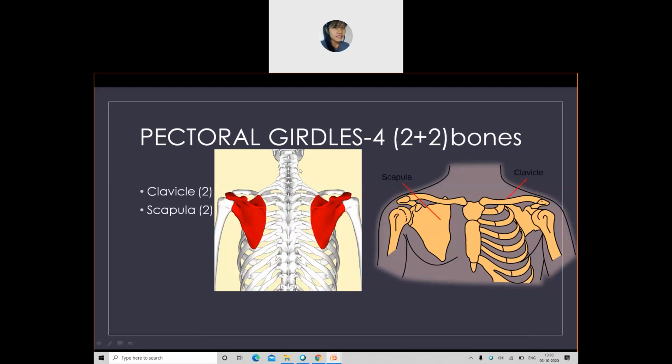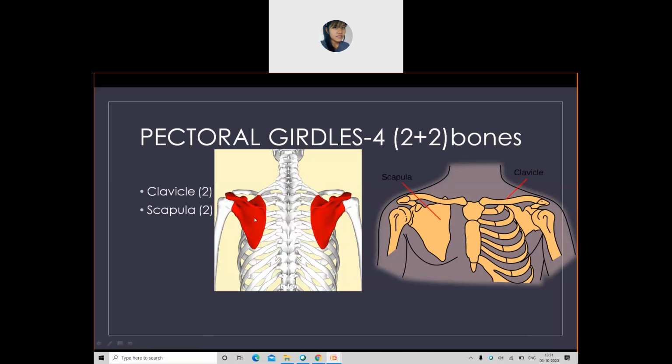Next is pectoral girdles. Okay, in the pectoral girdles, how many bones you'll get? Two types of bones you'll get here. First one is the clavicle and one is the scapula. Okay, clavicle is this part, or else you can say collar bone also. Okay, and the next is scapula. Scapula, it lies at your back side. Okay, so this is the back side.